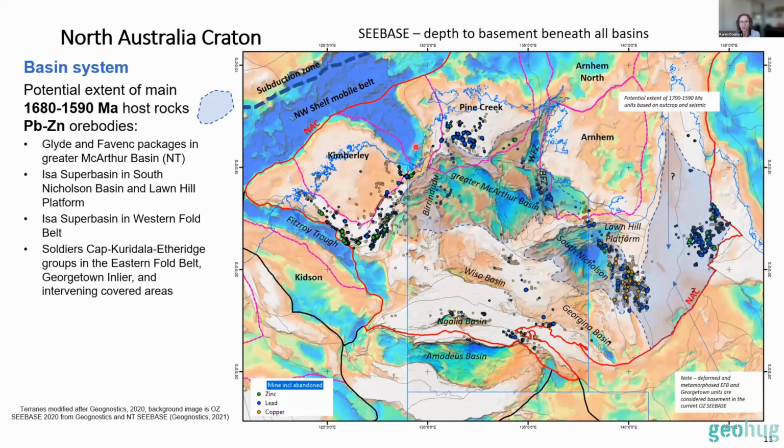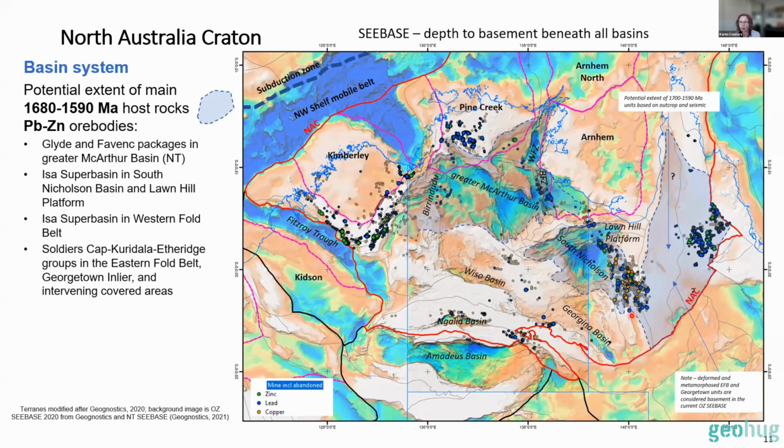So just an overview, this is the seabase image in the background, and this is highlighting the extent of the basically 1680 to 1590 Ma units that host the lead zinc. So I've got zinc deposits in green, lead in blue, and also showing the copper. This is from a base metals focused talk. The smaller pale dots are the occurrences.